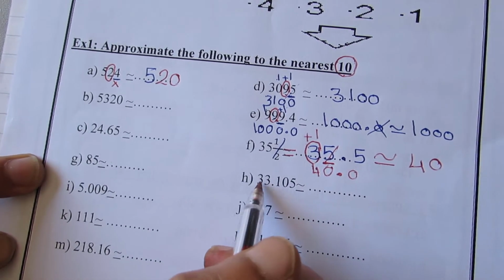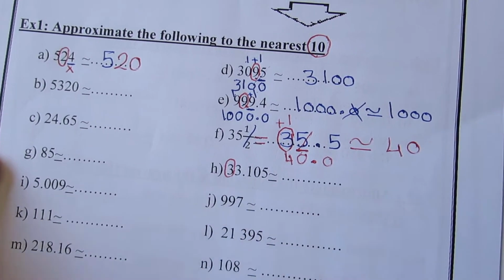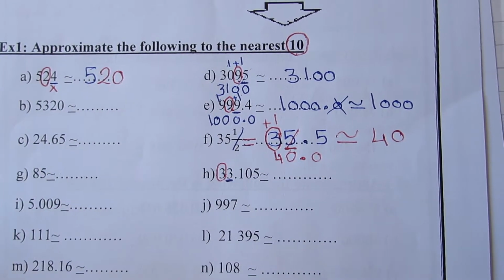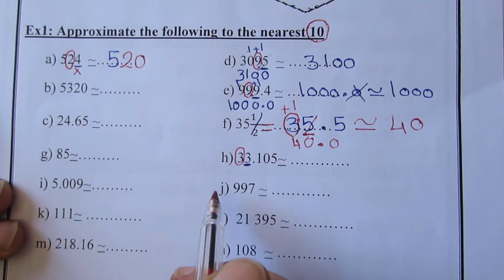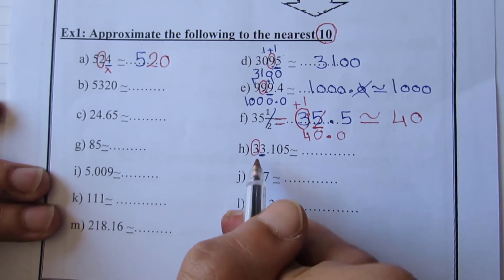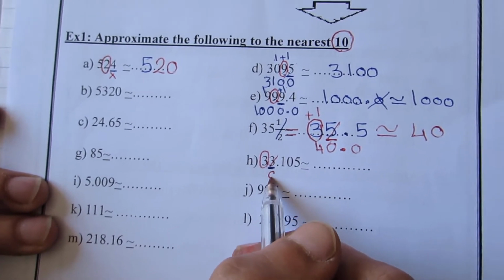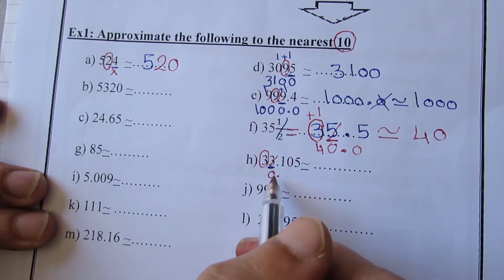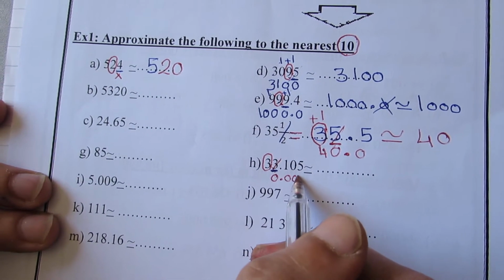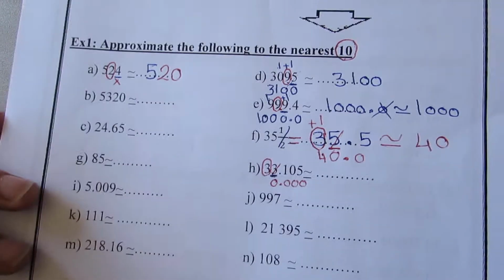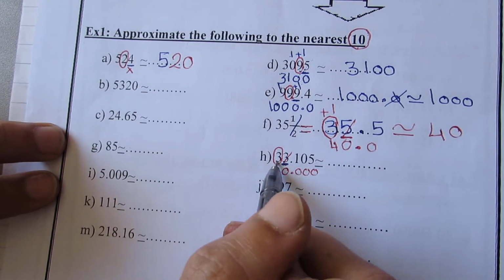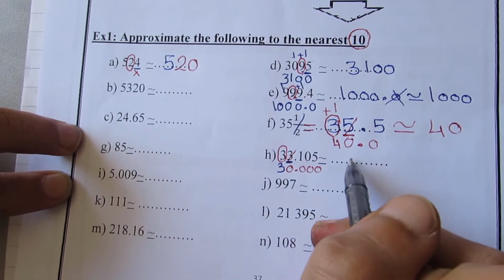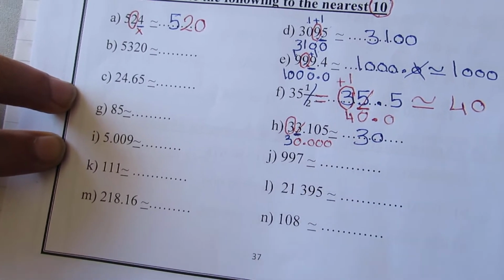Next one, we're gonna circle the 10 digit and underline the following digit. We have 3, and this 3 is a smaller number or a weak number, so this 3 is gonna be turned into 0 and it's not gonna help the circled 3, and the following digit also will be turned into 0, and the circled digit, which is 3, is gonna stay as it is, 3. So the answer is 30.